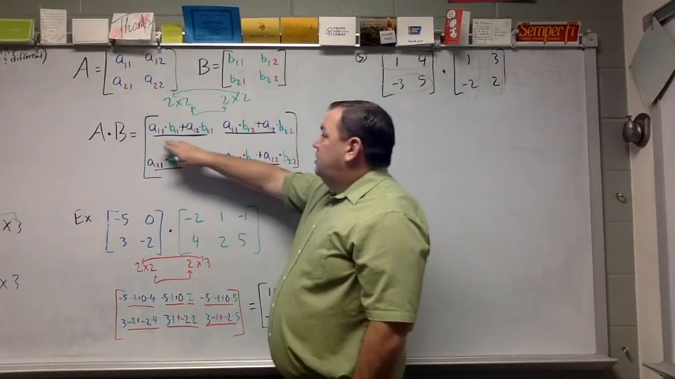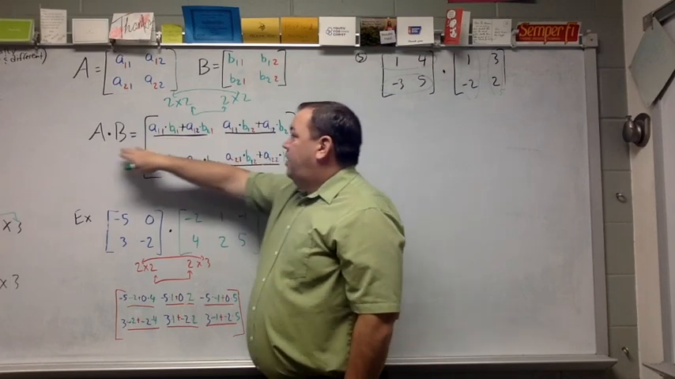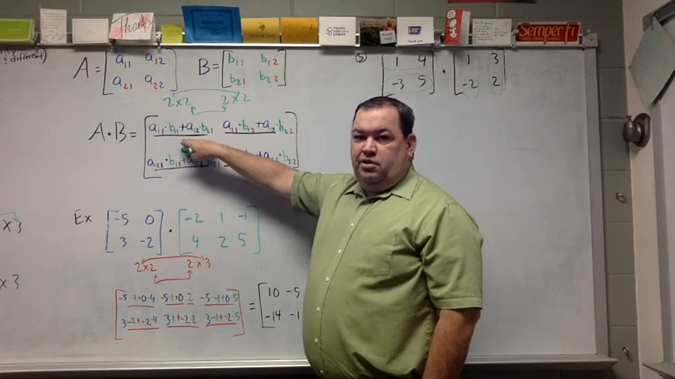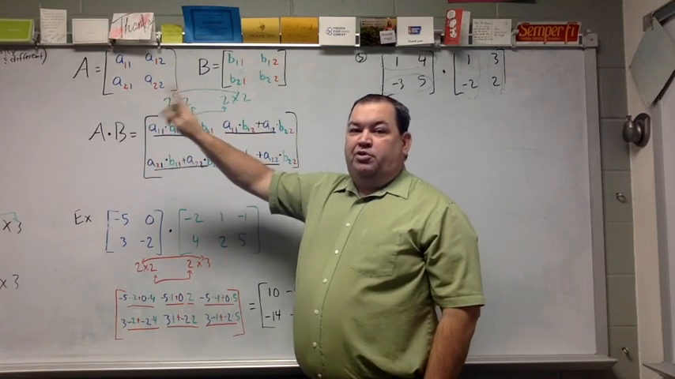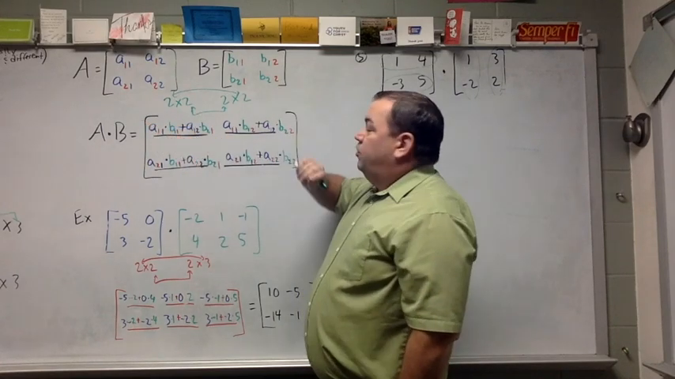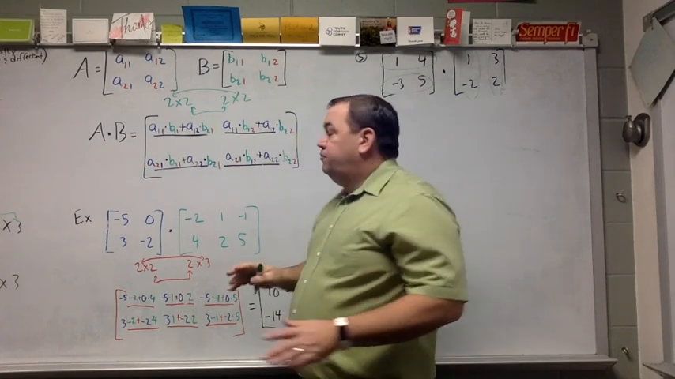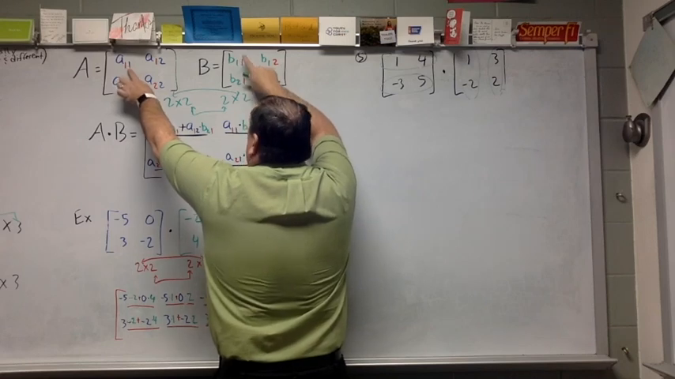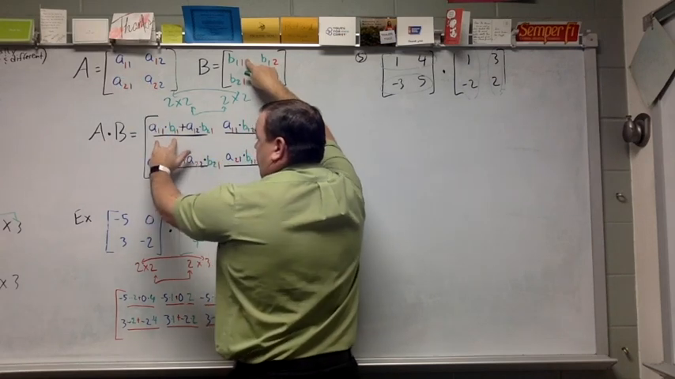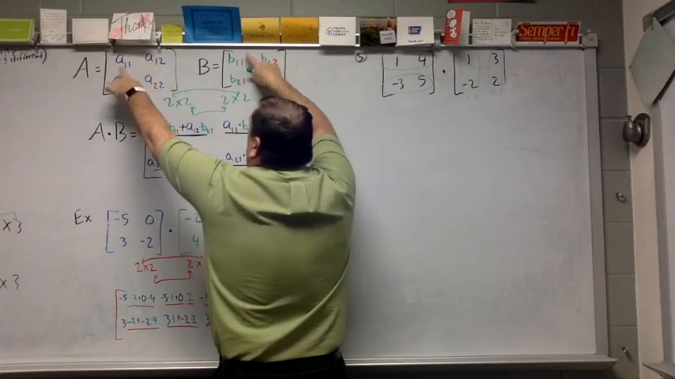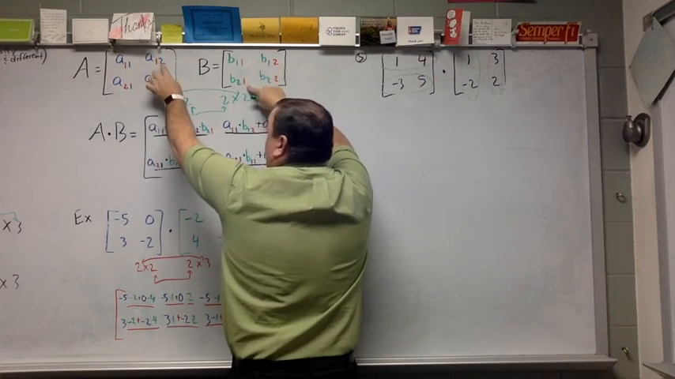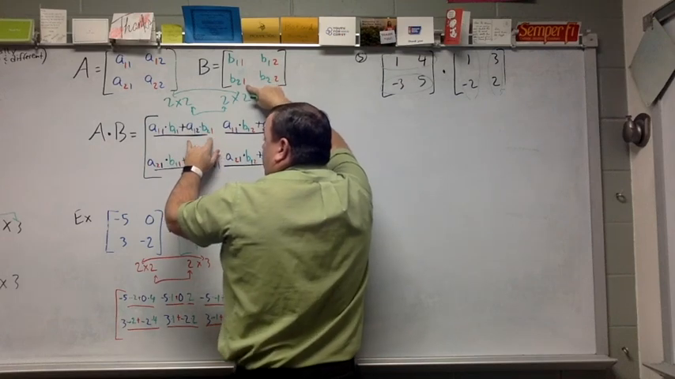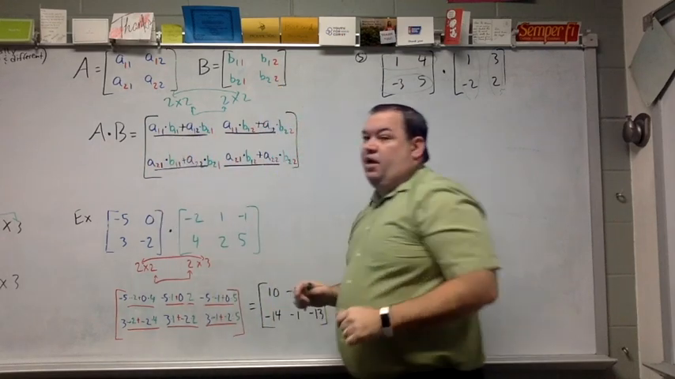And as I fill this in, this position of my multiplied matrix is row 1, column 1. So I'm going to take row 1 for matrix A, column 1 for matrix B, and I'm going to multiply them. I take the first item in the row, the first item in the column, and multiply them right here. Then I took the second term in the row, the second term in the column, multiplied them, and I took those two products and added them up.